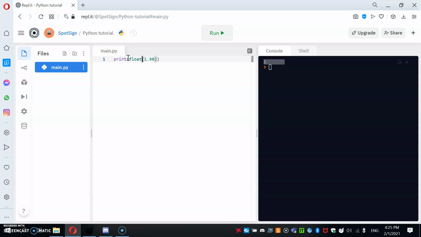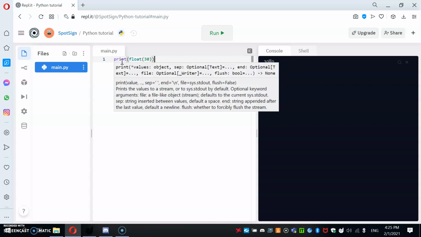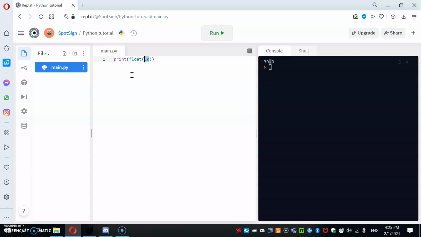You can also convert an integer into a floating point number. This would be 30.0. Notice how there's a decimal point there, so it's a floating point number. Let's try this. I don't know what happened. Oh, can't convert complex to float. So you can't convert complex numbers to integers or floats, I assume, because this won't work either.